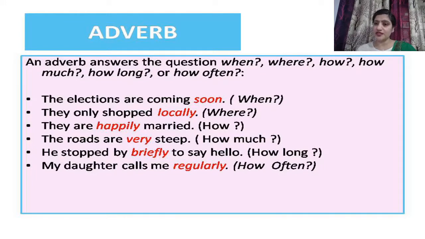The roads are very steep. Steep is the quality of the road. Steep is an adjective. How steep are the roads? Very. So very is modifying the adjective steep. It is again an adverb. He stopped by briefly to say hello. Stopped is an action word. For how long?